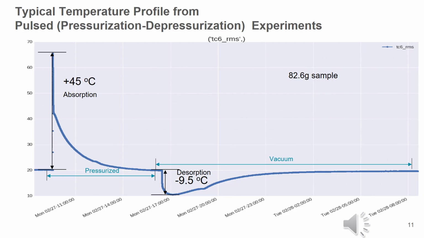A typical temperature profile from this type of measurement is shown here. During the pressurization, the temperature rapidly increases due to absorption, and then when the vacuum is applied, there's a quick temperature decrease accompanied by a slow rise back to equilibrium.